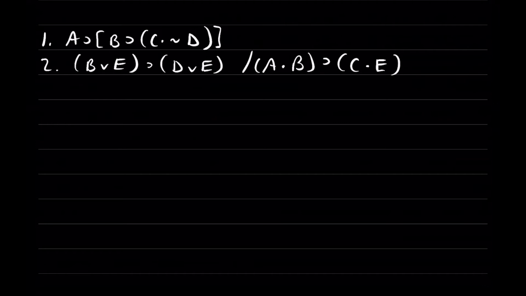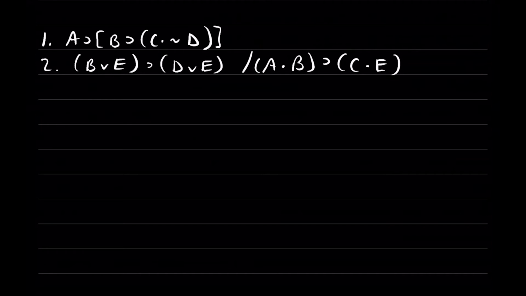Okay, so here we're given two premises. A implies that B implies that C and not D. It's a fairly lengthy first premise, kind of scary looking when you first see it. Line 2 says that if you have B or E, then you can get D or E. And the conclusion we're trying to prove is A and B implies C and E.